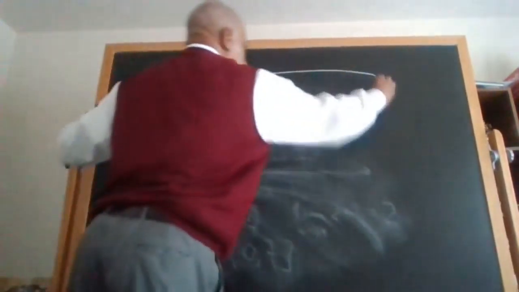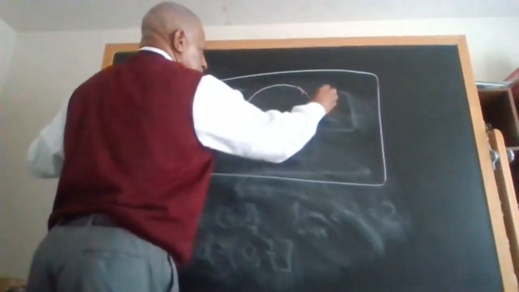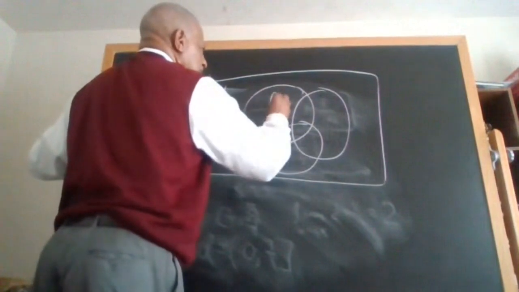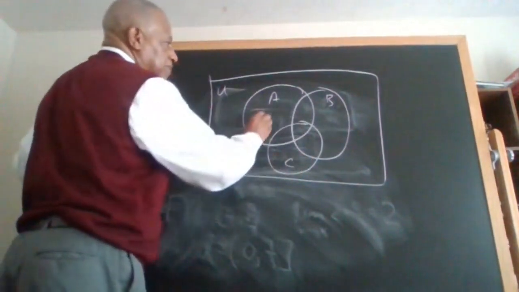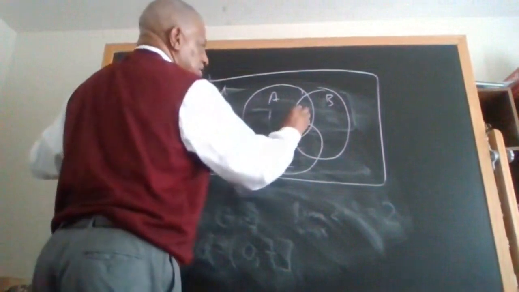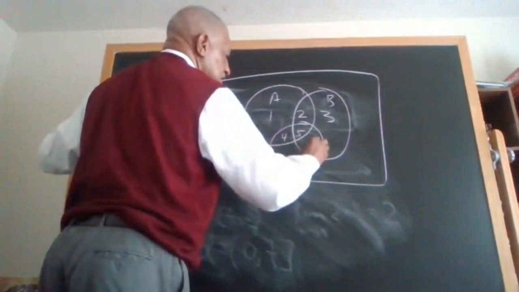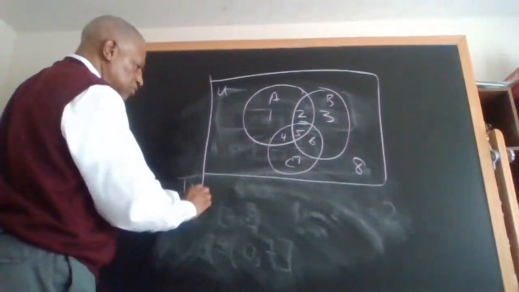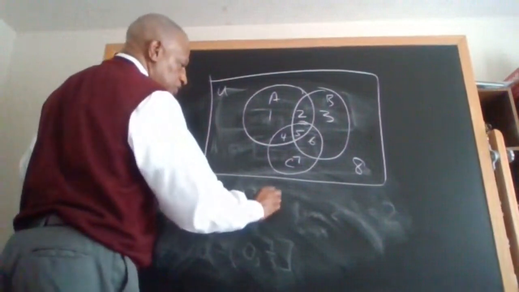So you're going to have the universe. Then you have the overlapping circles, circle A, B, and C. You number each one of these regions, 1, 2, 3, 4, 5, 6, 7, and 8 for the universe. So let U be the set consisting of 1, 2, 3, 4, 5, 6, 7, 8.